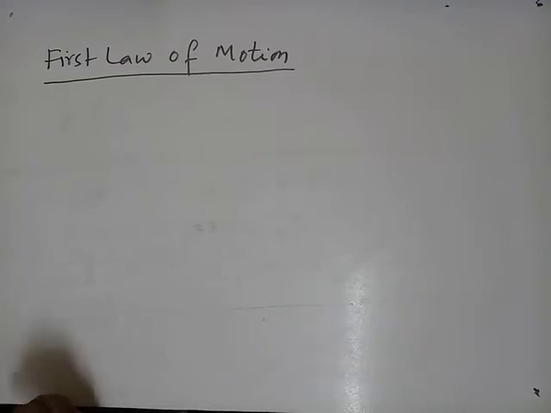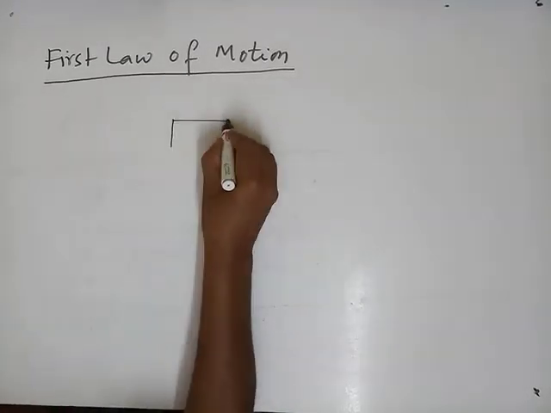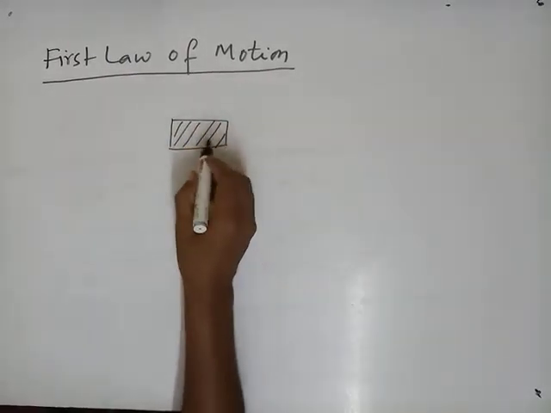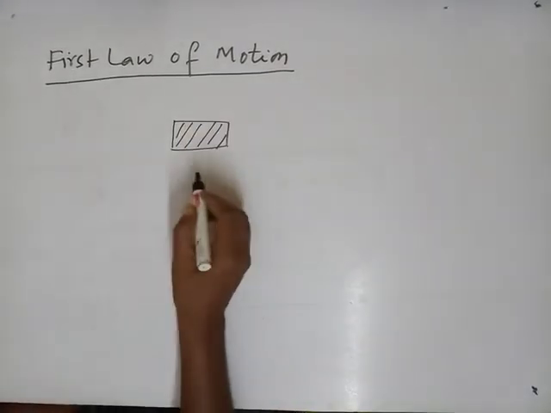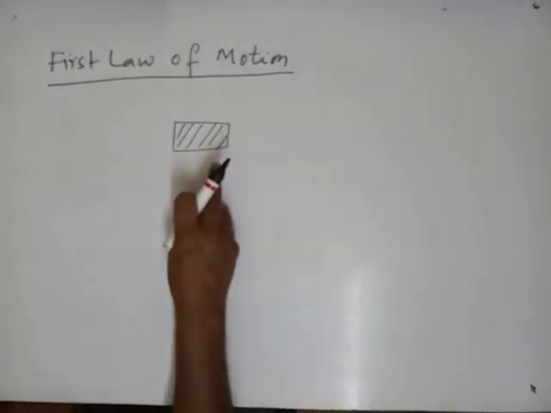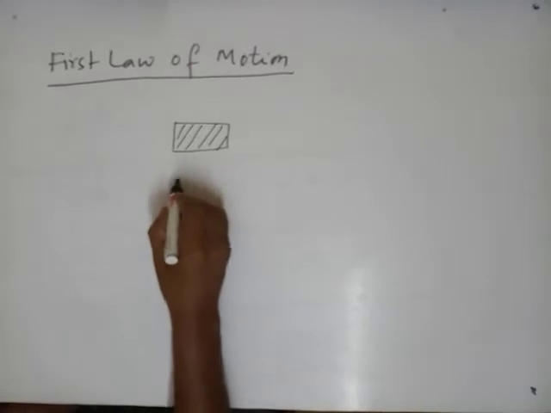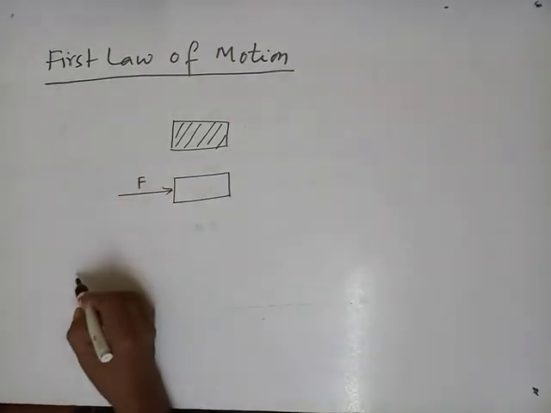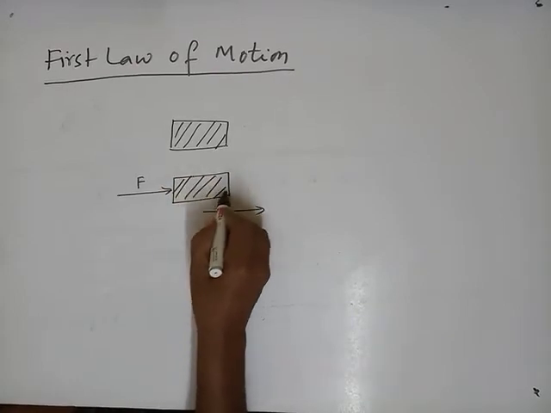What does it mean? It means that when a body is at rest, it remains at rest. It will never move here and there unless a force is applied on it. This body will remain at rest unless an external force is applied on it. When an external force is applied on it, what will happen here? Then the body will move in this direction. It will move in this direction, at rest.